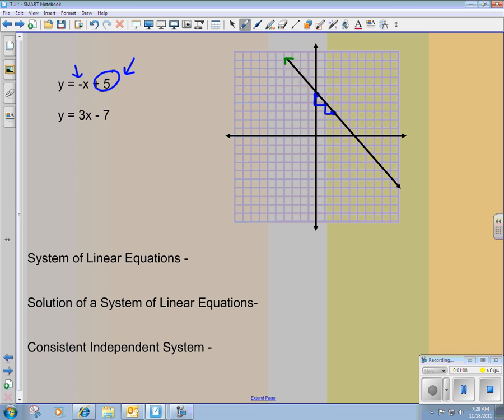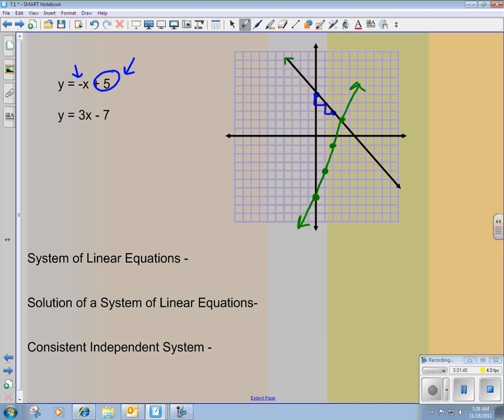Next equation, my y-intercept is -7, so I'm going to start down 7 on the y-axis. 1, 2, 3, 4, 5, 6, 7. There's down 7 on the y-axis. And I have a slope of 3. That means I'm going up 3 to the right 1. There's my next point, and then up 3 to the right 1 again, and up 3 to the right 1, and there's my next one. I'm going to fill this in to make my line. All right, now you can see these two graphs do intersect.